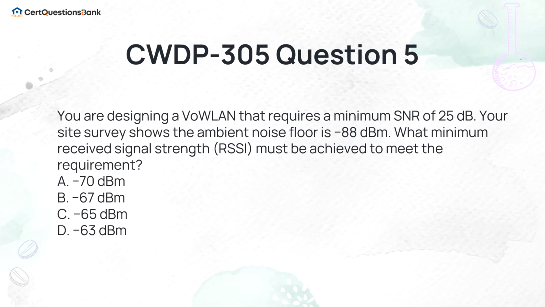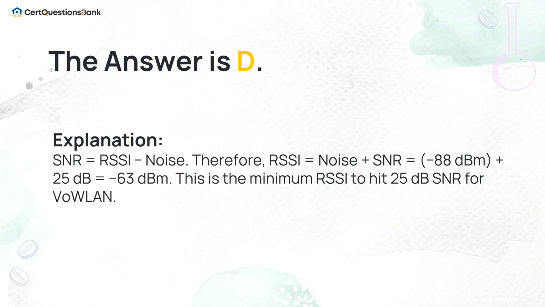You are designing a VoWLAN that requires a minimum SNR of 25 decibels. Your site survey shows the ambient noise floor is -88 dBm. What minimum received signal strength, RSSI, must be achieved to meet the requirement? A. -70 dBm. B. -67 dBm. C. -65 dBm. D. -63 dBm. The answer is D.